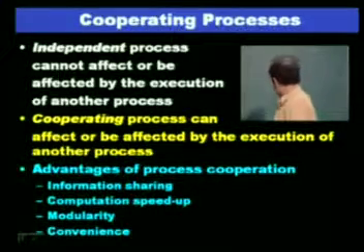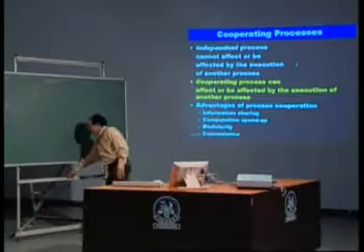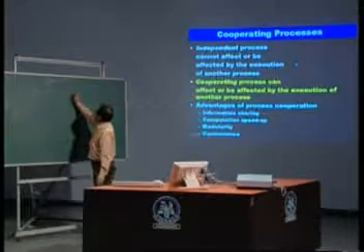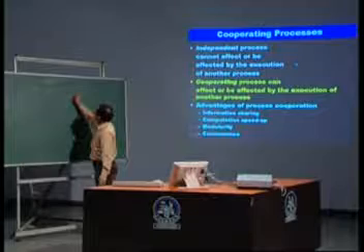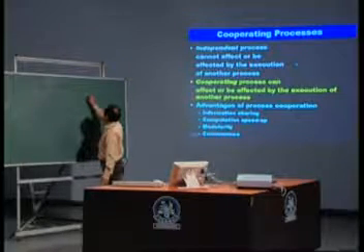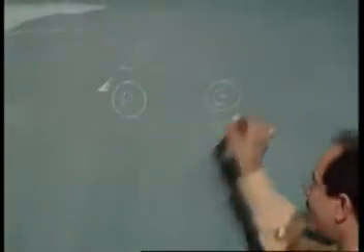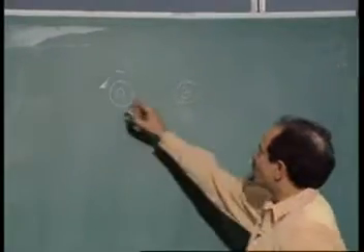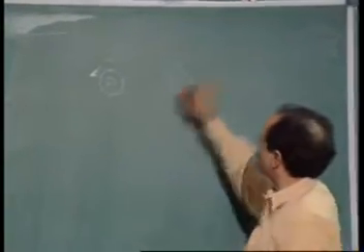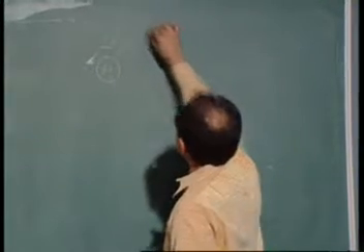Let us say we have a process A, and let us say we have another process B. Now, let us say these are the two processes which are executing. Since there is no commonality between these processes, we call them independent processes.